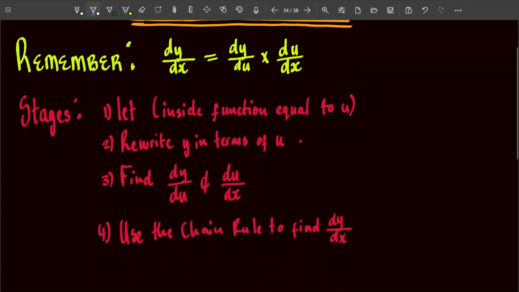So I've put down the stages in simple terms here. Stage one, let the inside function be u, and then rewrite y in terms of u. Then you can find your dy/du and your du/dx. Then you can use the chain rule to say, if you want dy/dx, you multiply dy/du by du/dx. Right now I'm going to speak in funny language, but it helps you to understand. Listen, you want y to be at the top, right? So in your chain rule, make sure that you always have du, because du is what makes the chain rule be the chain rule.